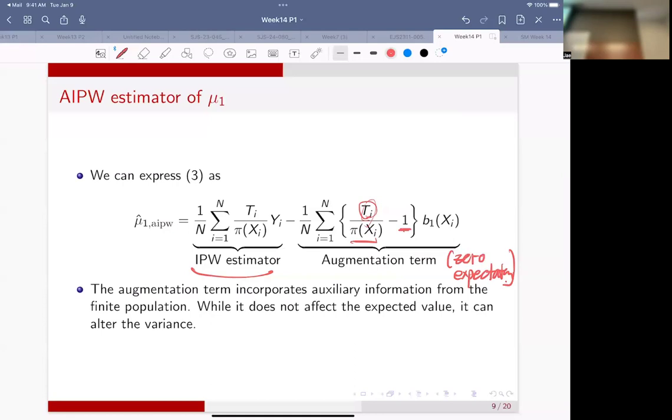So the augmentation term incorporates observed information into the final calculation. Why does it not affect the expected value? Because the expectation is zero anyway, right? So it doesn't affect the expected value. It can alter the variance. Okay.